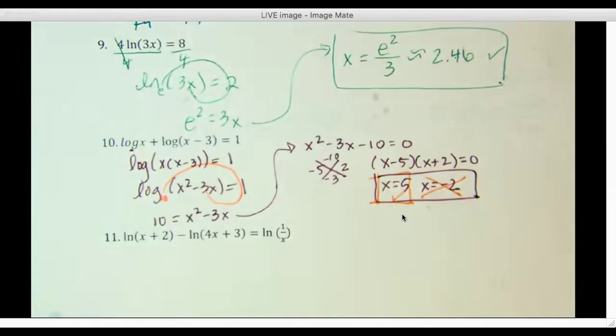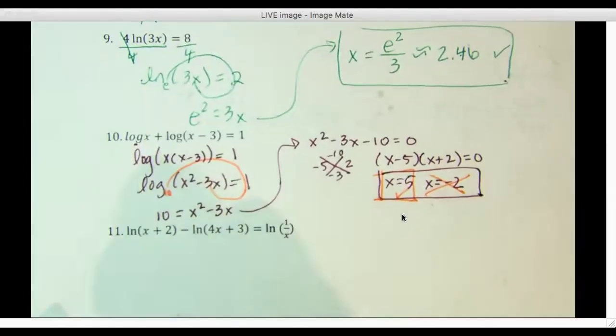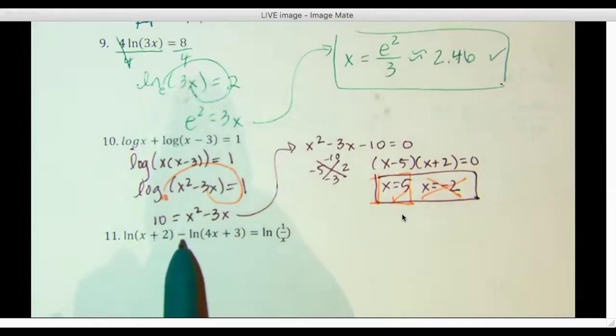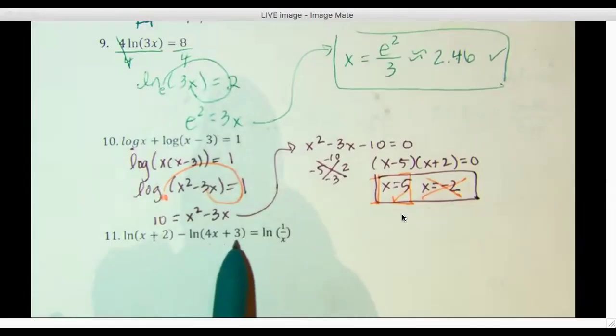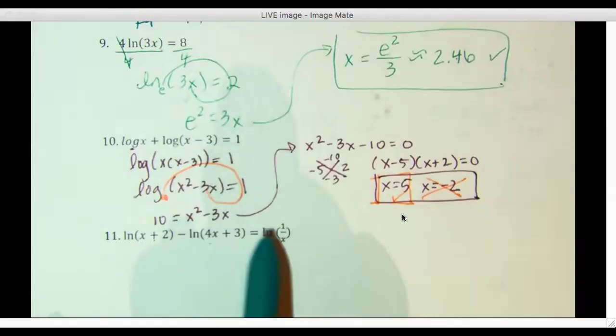All right, one more example. And we have here natural log of x plus 2 minus natural log of 4x plus 3, and then equals the natural log of 1 over x. Every single term has a logarithm. So this is kind of our plan A. This is what we want to see happen.